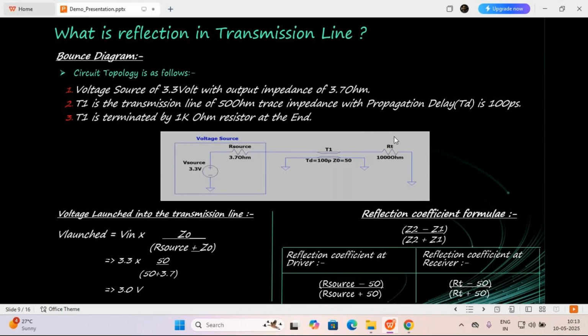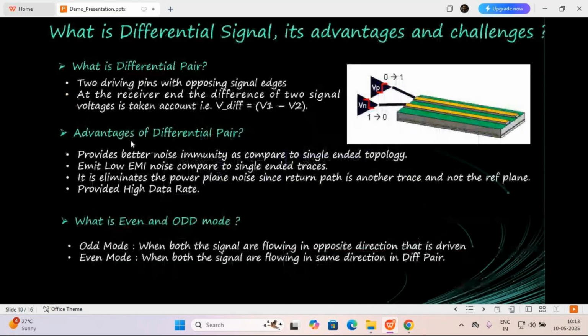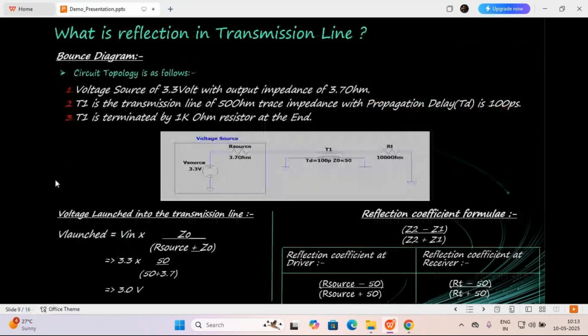Okay, so this simulation is done in LTspice, which is open software. You can also go and try this, so for that reason I have used LTspice. And now voltage launch. There are two parts now. The first is the voltage launch into a transmission line.